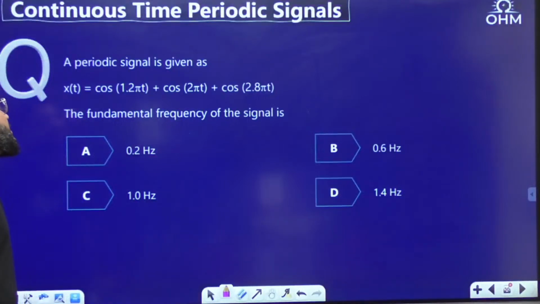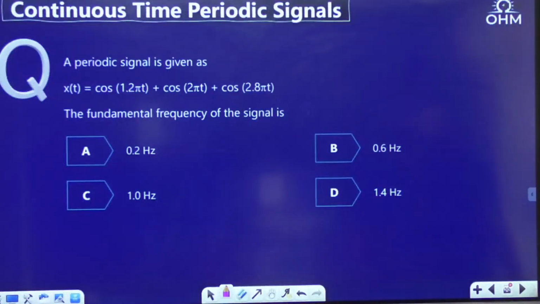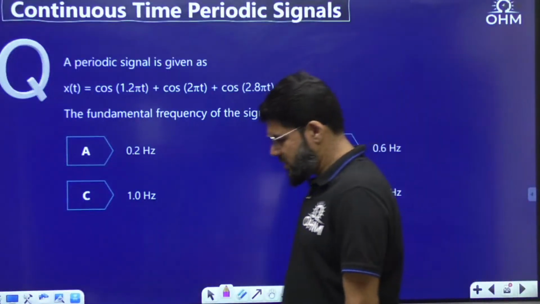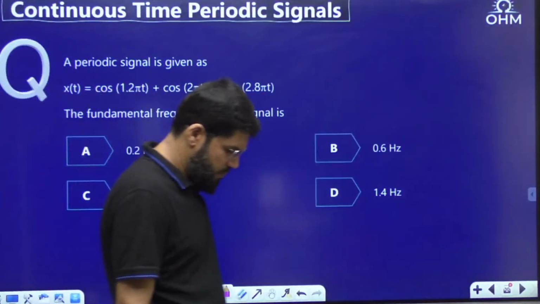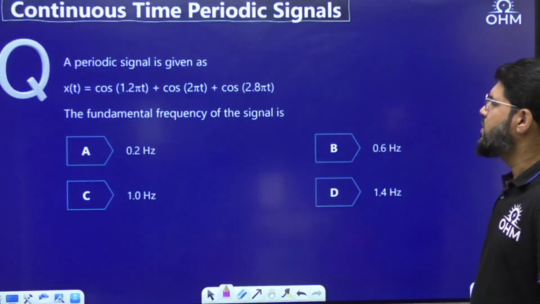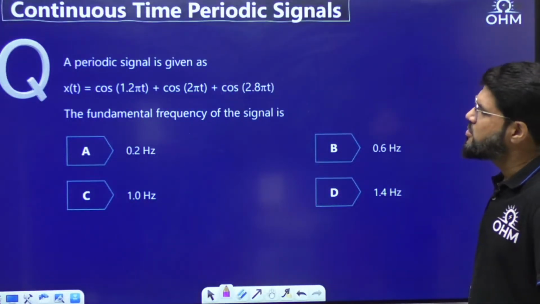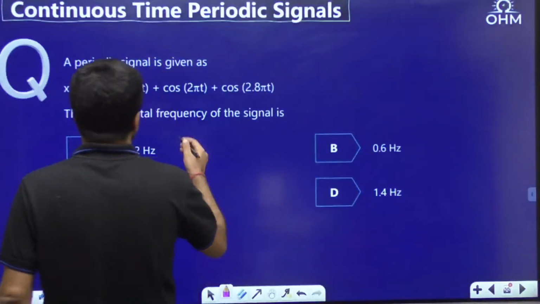A periodic signal is given to you: cos 1.2 pi t plus cos 2 pi t plus cos 2.8 pi t. What is the fundamental frequency of the signal? So now, addition of 3 signals. No problem. What is the time period T1 here?